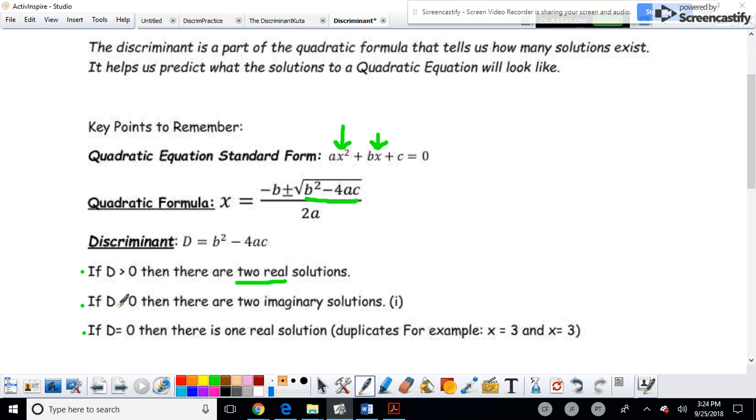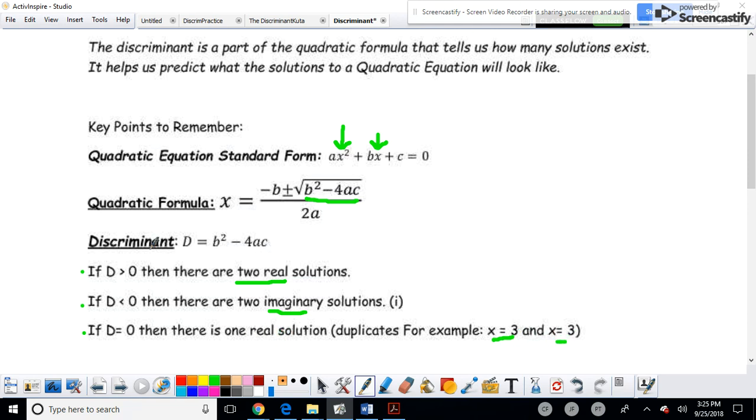If the discriminant is less than 0, then there will be two imaginary solutions. I can expect x to have an i in one of the solutions, or both of them, really. And if d is equal to 0, there's one real solution. And sometimes it'll just be the same number, but it's still one solution.